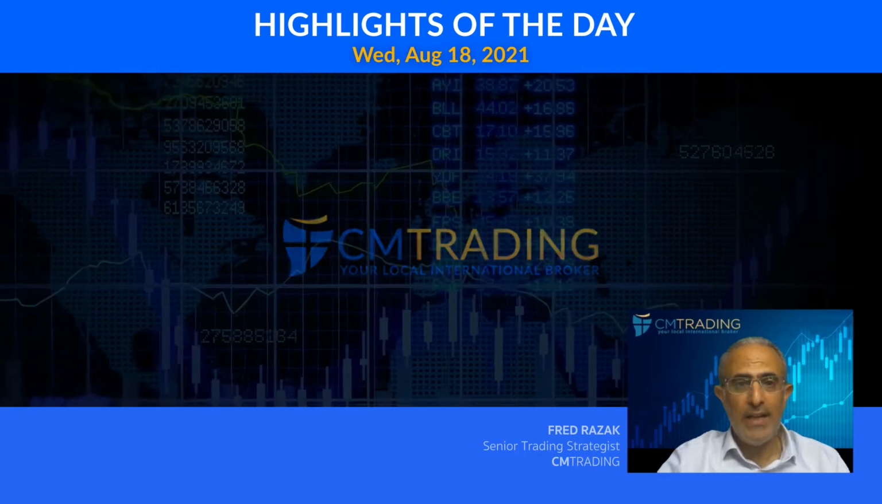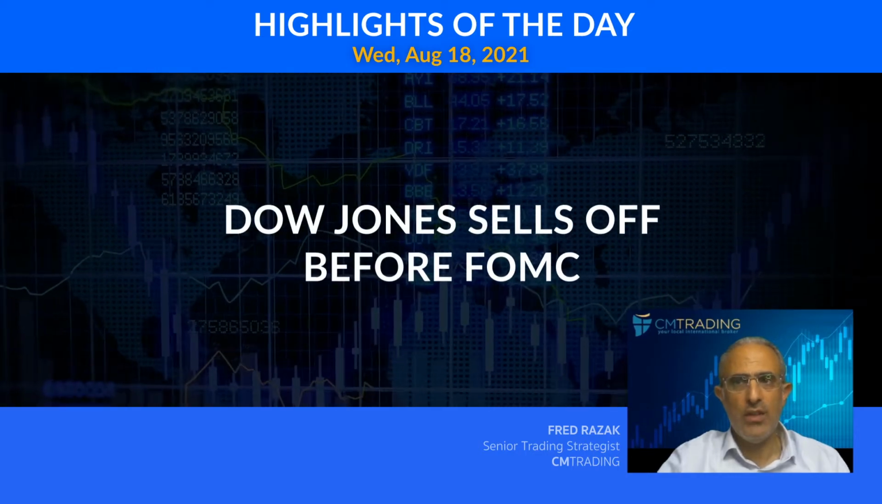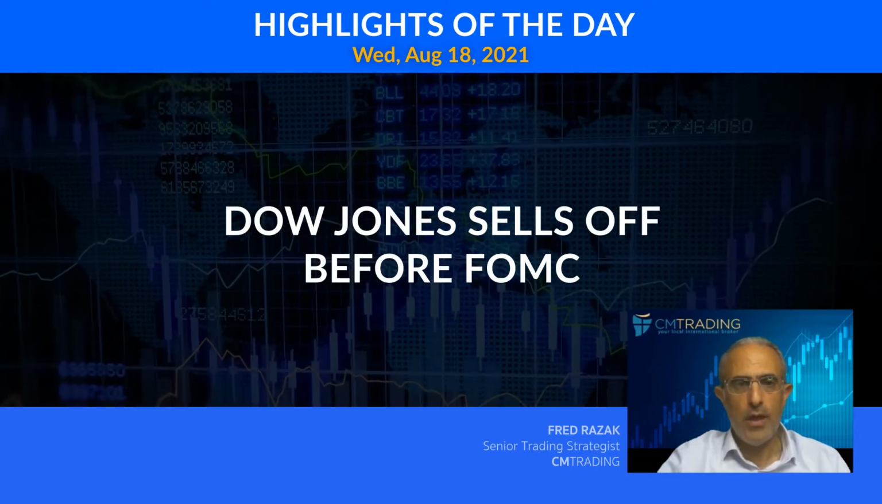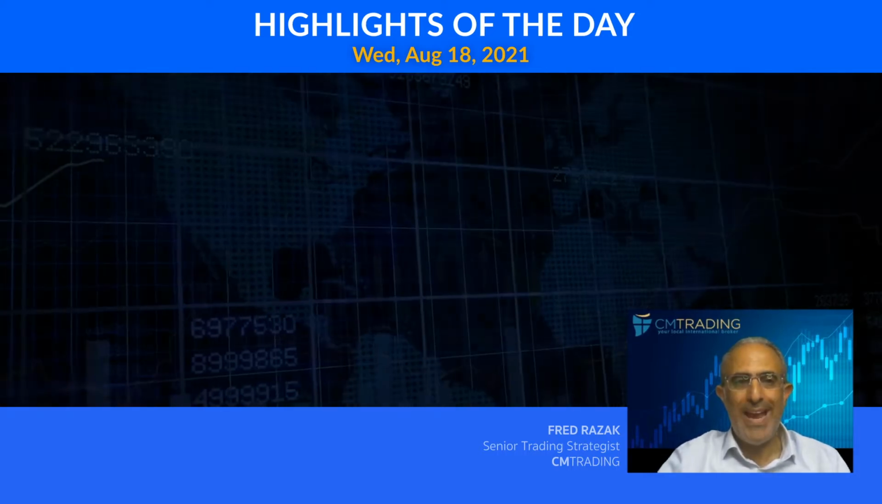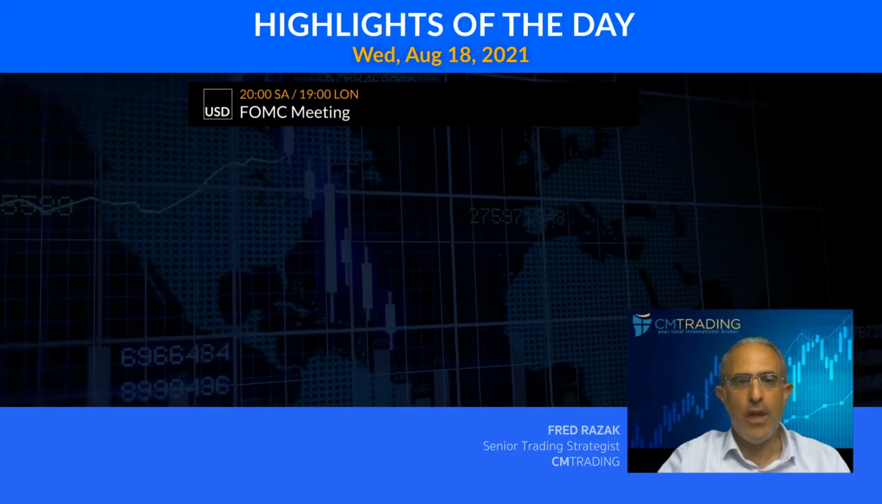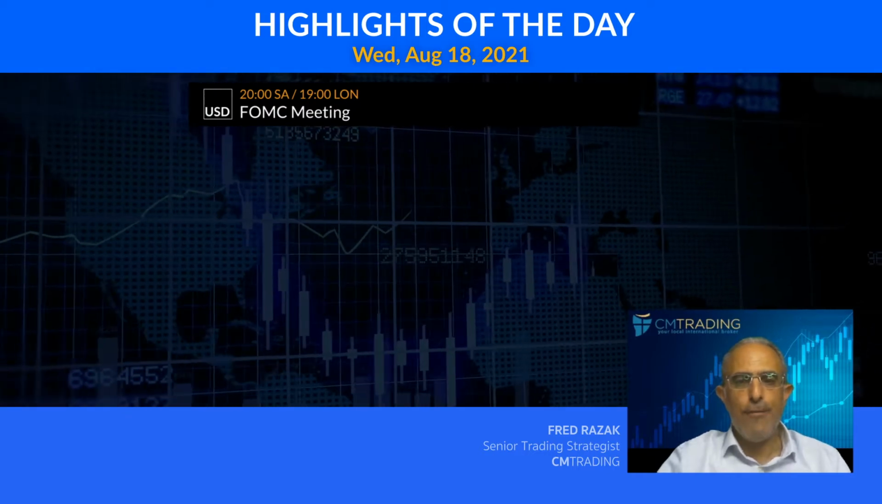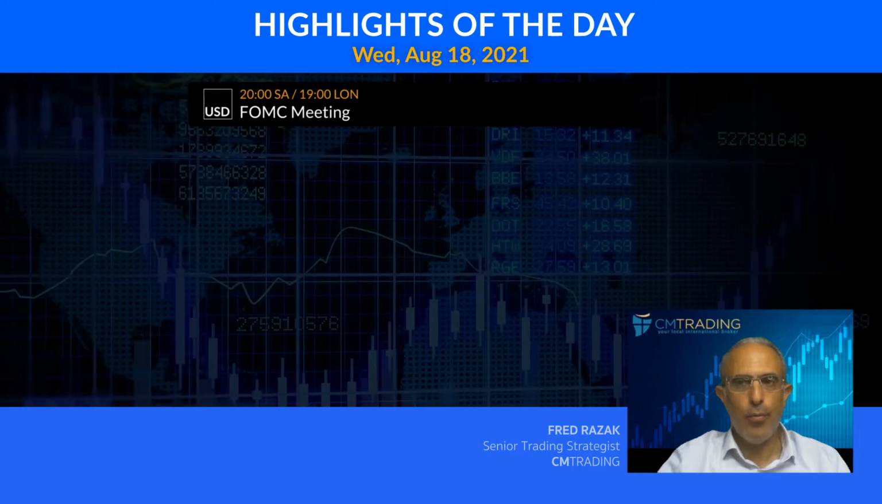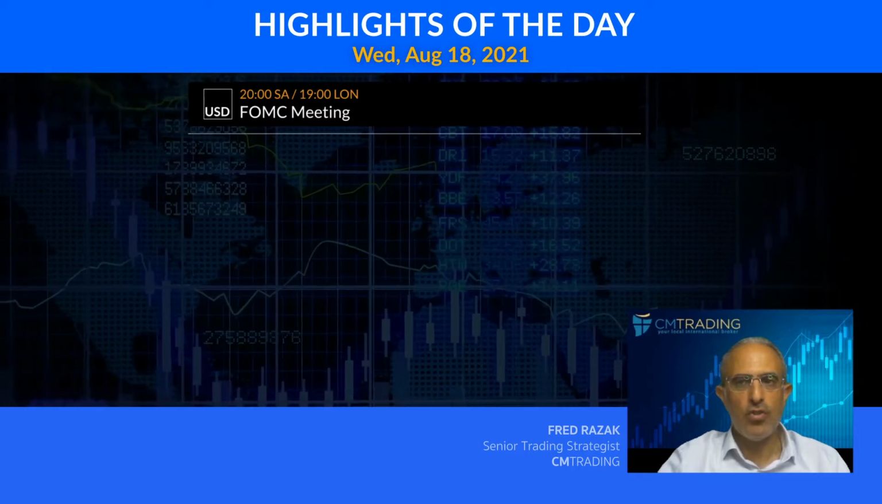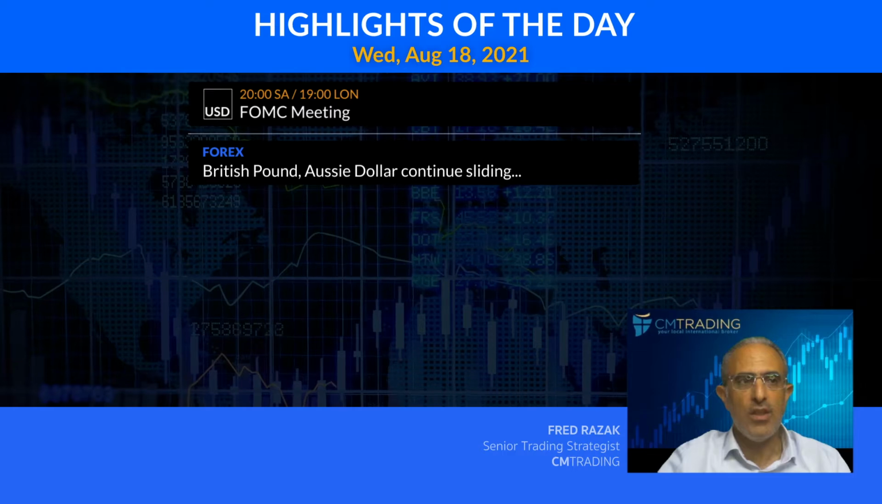So looking at the highlights of the day, Dow Jones sells off before FOMC, a decent sell-off as well. Now looking at the major economic events of the day, 8 p.m. tonight, South African time, out of the United States: FOMC Meeting Minutes, it's an interest rate decision in the United States. Very, very important.